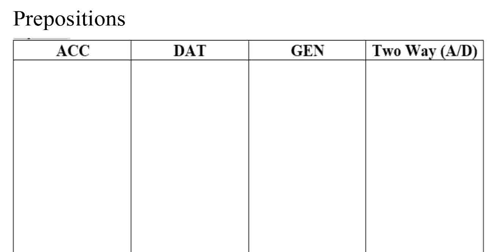Now, if we're talking about relative pronouns with prepositions, you're going to also want to write down the prepositions. So, hört gut zu, schreibt or schreiben Sie. Accusative: durch, für, gegen, ohne. Dative: aus, außer, bei, mit, nach, seit, von, zu. Genitive: anstatt, statt, trotz, während, wegen, innerhalb, außerhalb.